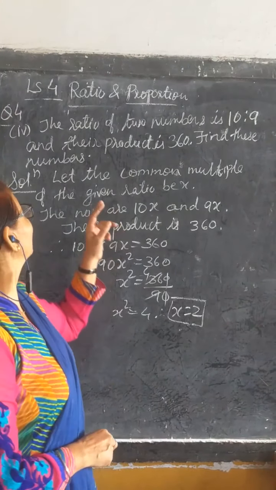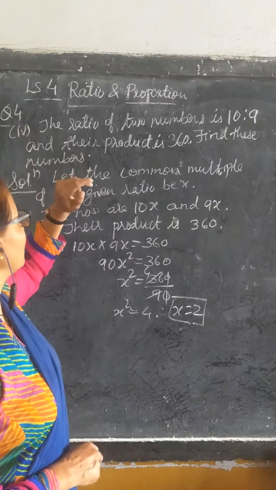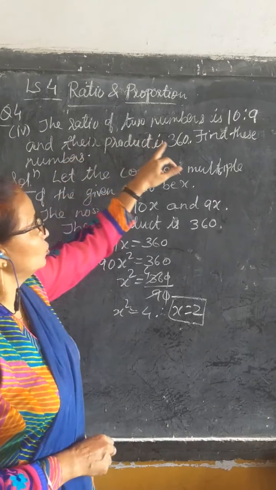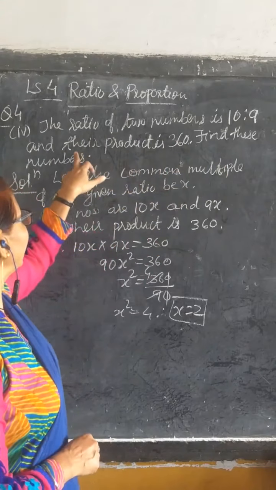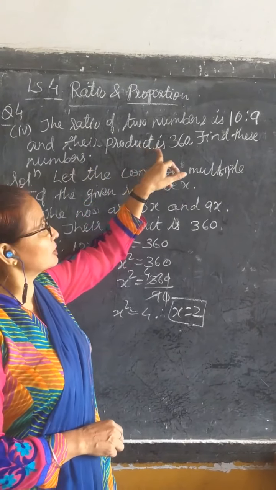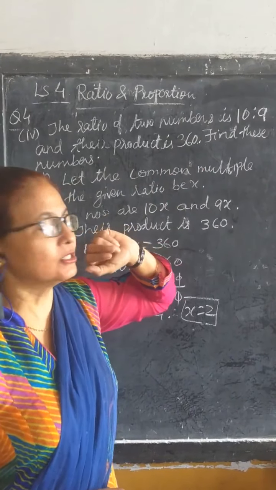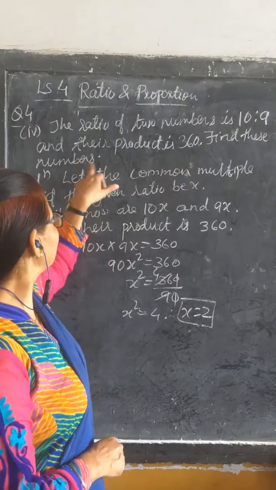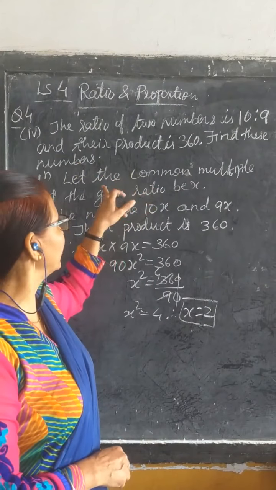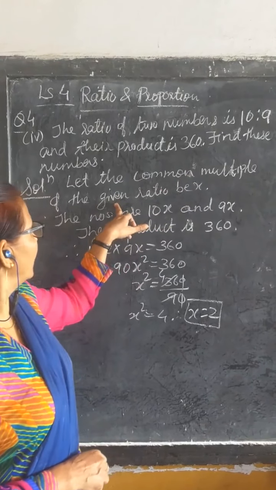Now let's see question number 4. It's the fourth sum. The ratio of the two numbers is given as 10:9, and now the product is given. What is the product? 316. You know product means the answer of multiplication. Find these numbers. So in the same way, let the common multiple be x.